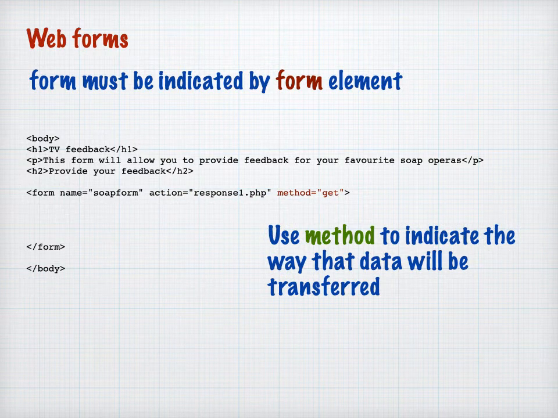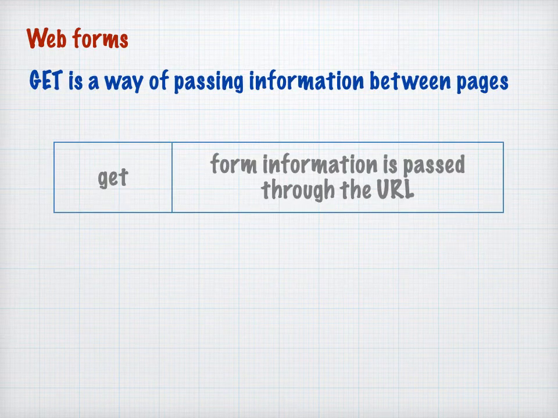Now the third attribute that we have here is called the method attribute. The method is a way for us to actually pass information from the form to the subsequent page. And the method that we're actually going to use here is called get. Now what get does is it passes the information from the form through the URL. And you've probably noticed this going on, but perhaps you haven't really thought about it too much. I'll give you an example of how it works in a moment. There are actually two ways of passing information from the form to the page, but I'm just going to talk about get here.